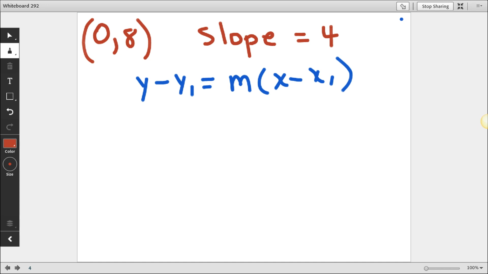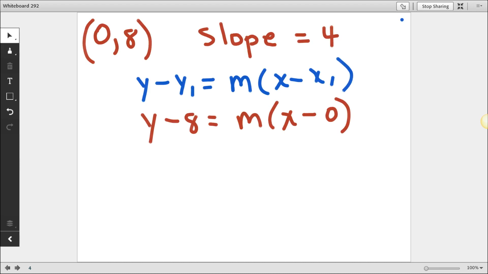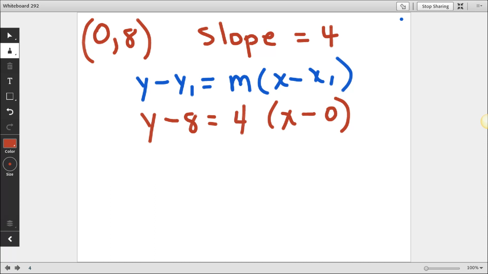Again, we're going to substitute. y1 is 8. We got m times (x minus x1), which is 0. And I guess I need to put the slope in there, Mr. Rowe. Pay attention. So we're going to delete that, and the slope is actually 4. So we're going to put a 4 in right there.